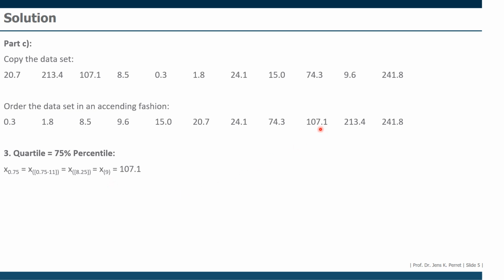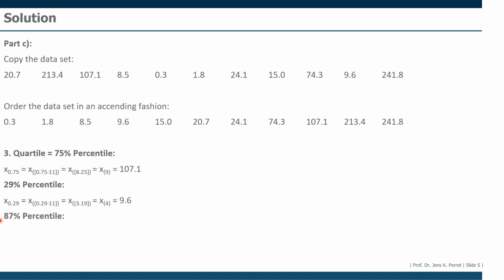Then doing the same for the 29% percentile. 0.29 times 11 is 3.19. Rounded up is 4. And the fourth value in the data set is 9.6.